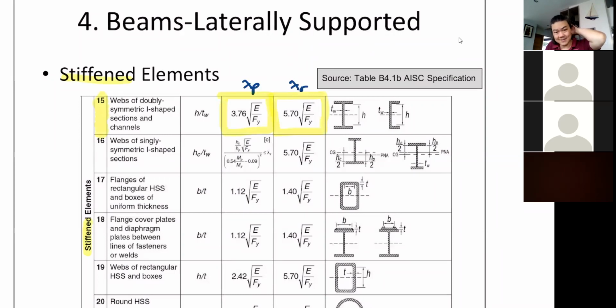Notice how high this is because of the fact that in your web, you have both tension and compression, right? So it's like a double curvature thing in there. So it becomes quite difficult to buckle the web of a flexural member. That's why we have very, very large limiting values here. Okay. So that means we are quite safe.